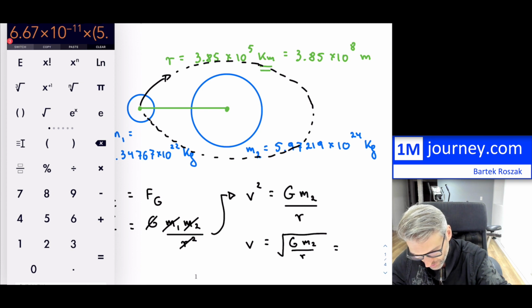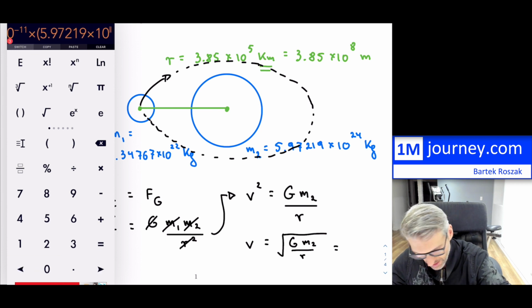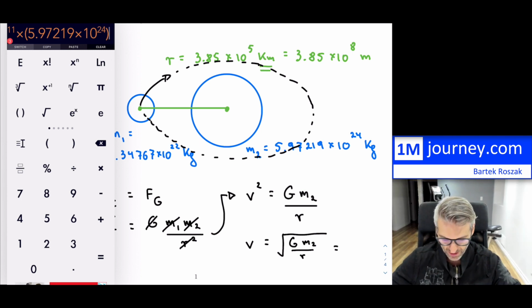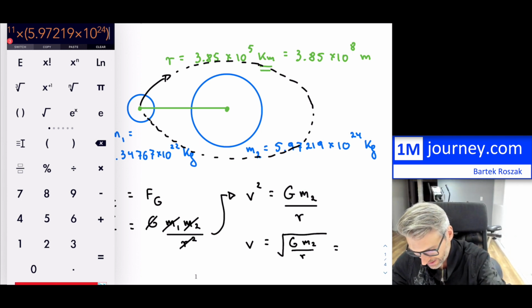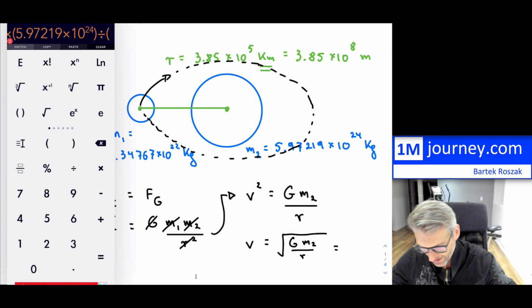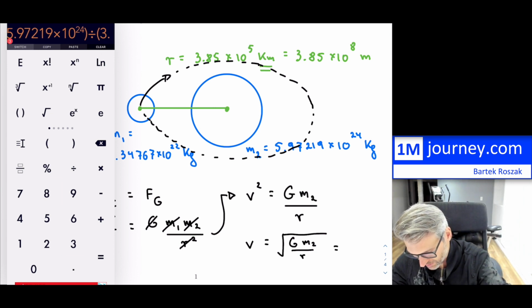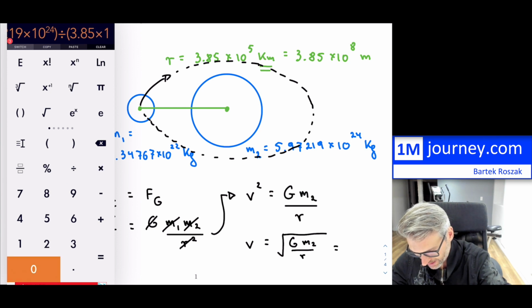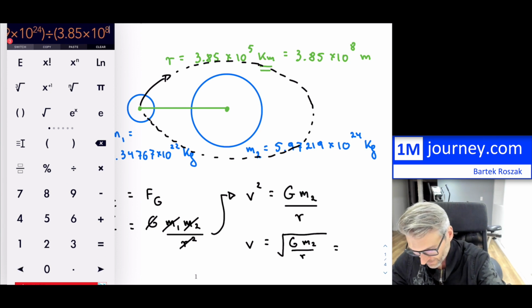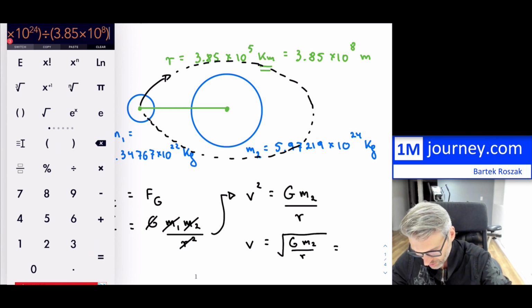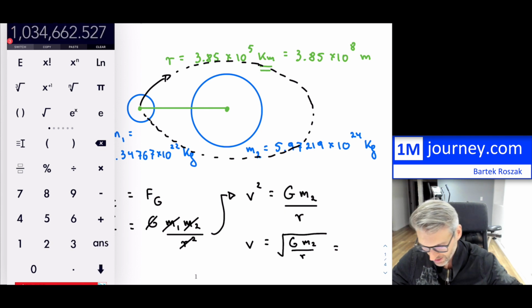5.97219 times 10 to the 24. So that's multiplied by capital G, and now I'm going to divide all of this, which I'm putting in brackets, by the actual radius. So it's going to be 3.85 multiplied by 10 to the 8, and that will give us the answer right there.